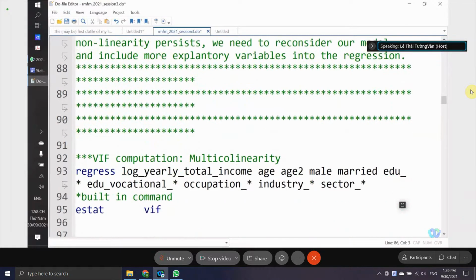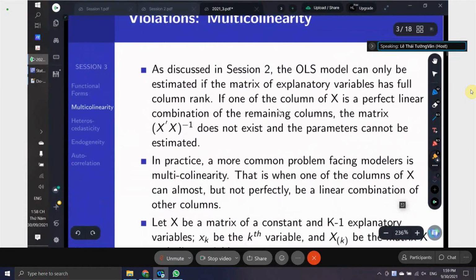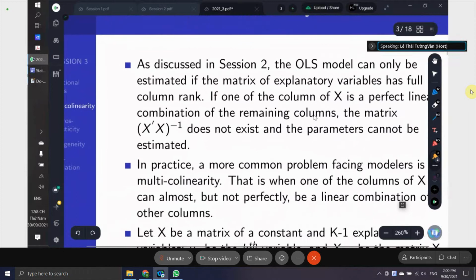Now we talk about the second assumption, that is multicollinearity. As discussed in session 2, the OLS model can only be estimated if the matrix of explanatory variables has full column rank.